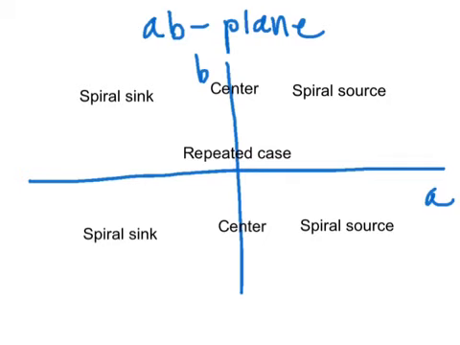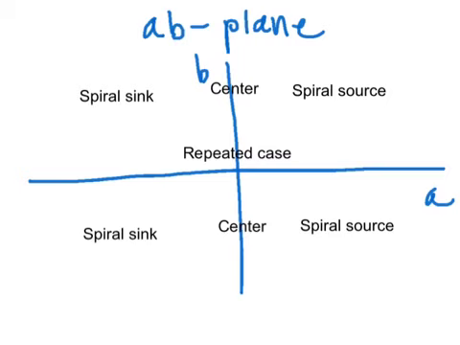Alright, so here I have set up the AB plane for you here. Vertically here, there's the B axis, horizontally here is the A axis. Now one thing we know is that when b is 0, we have the repeated case. So that's a height of 0 there. So all along this axis here we have the repeated case.